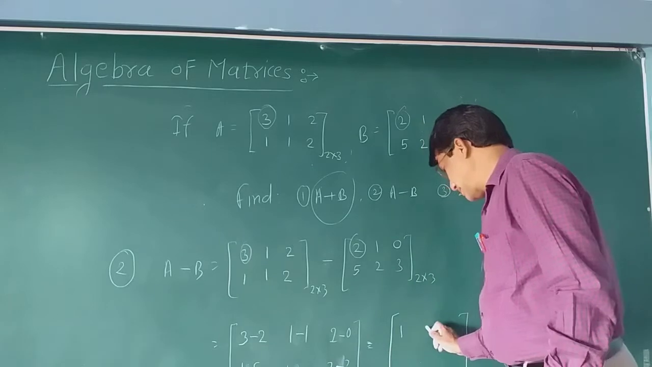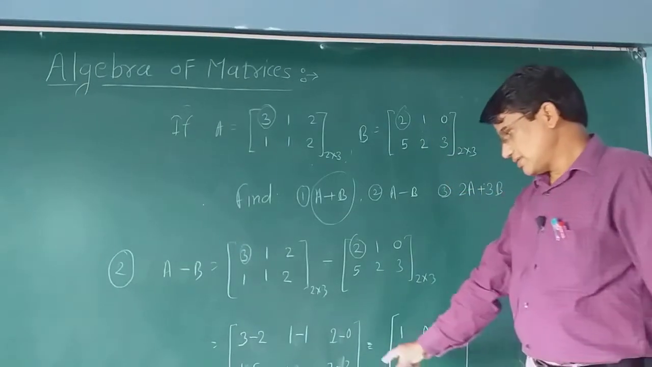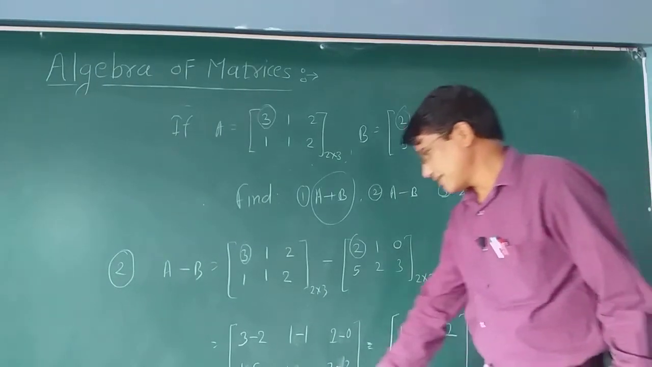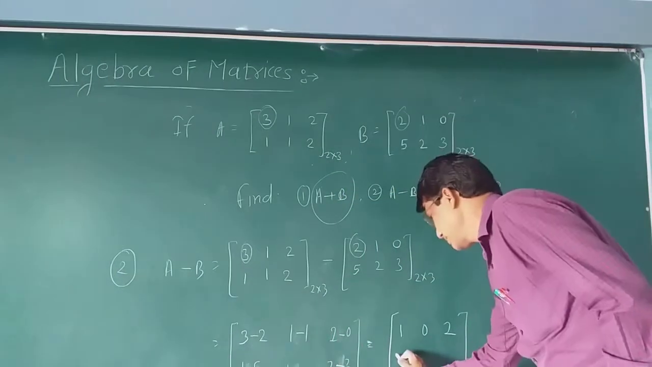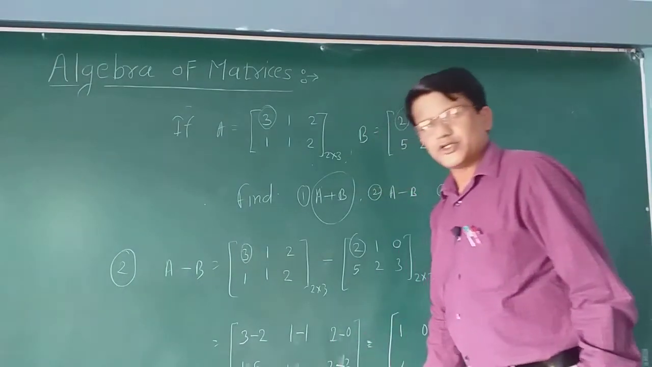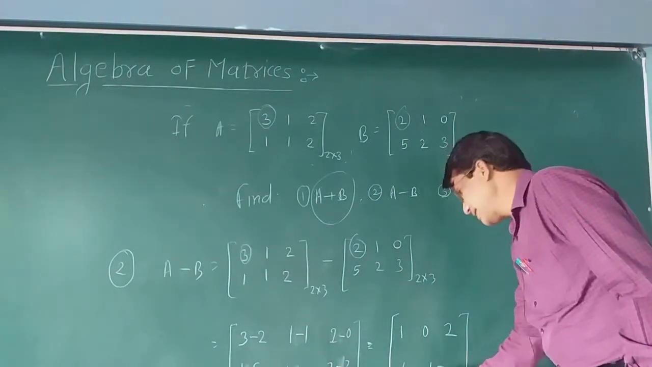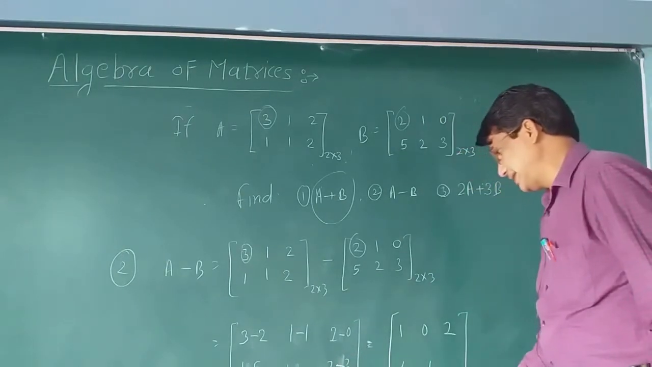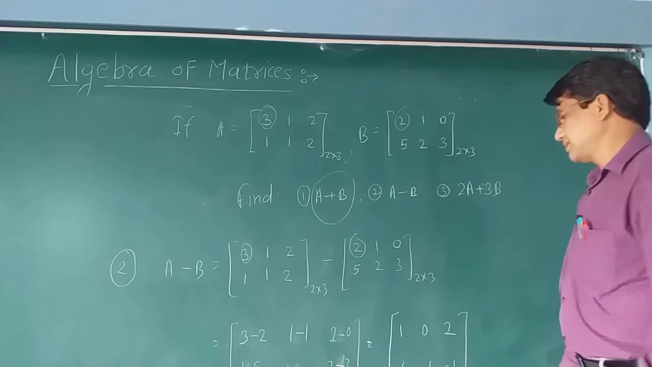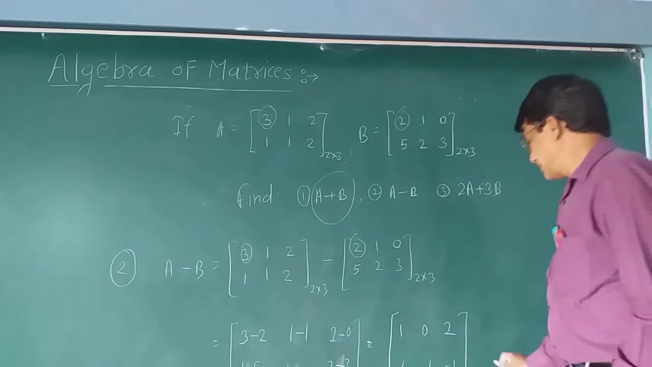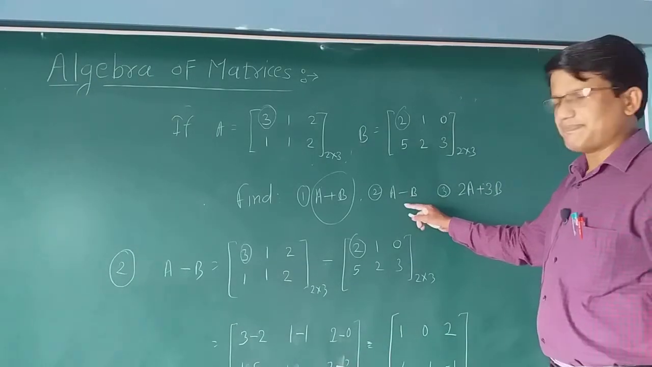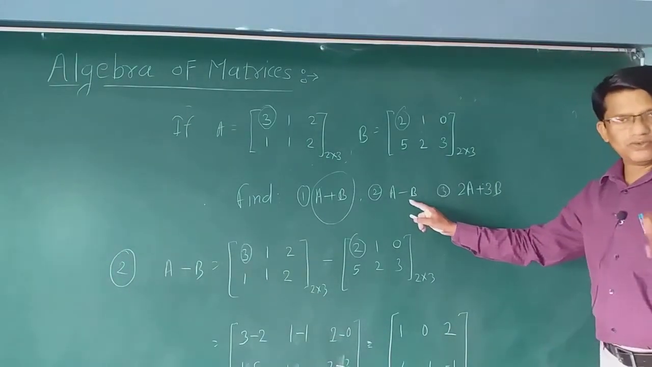1 minus 1, it is 0. 2 minus 0, it is 2. Look here, 1 minus 5, minus 4. Here 1 minus 2, it is minus 1. 2 minus 3, it is minus 1. Okay. So order is 2 by 3. This is about subtraction of the two matrices.